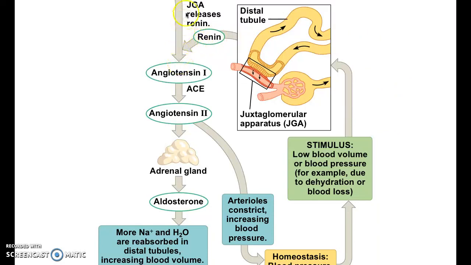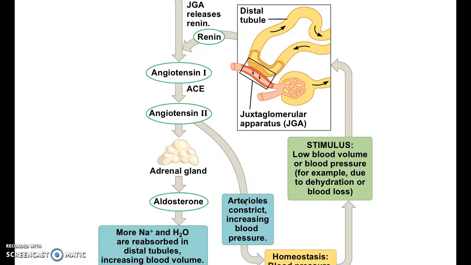Renin then acts on angiotensinogen, which comes from the liver. Renin converts that into angiotensin 1. Angiotensin 1 then interacts with ACE, the angiotensin converting enzyme, and that converts it into angiotensin 2. Once angiotensin 2 is formed, it reduces the size of the arterioles.